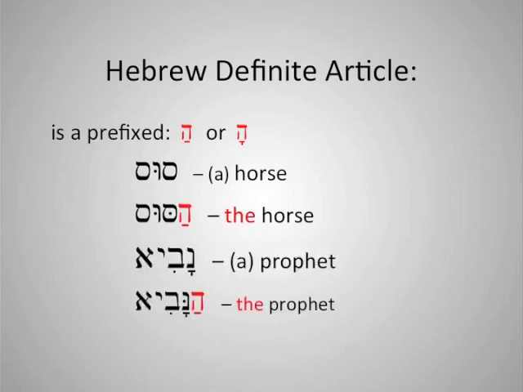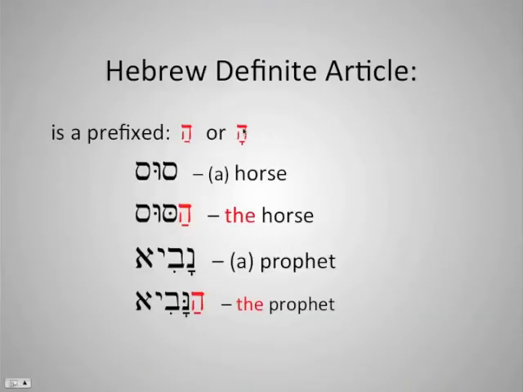The definite article, again, as we mentioned, is a prefixed hey patach or hey kametz. Ha is the pronunciation for both of those. When this prefix occurs before a noun, we actually add a word to the translation. So again, let's take our word sus that we've already used for the noun endings portion of this overview. Sus, samek, vav, samek, again, is our word for horse. When we translate sus, we can translate it either as horse or a horse.